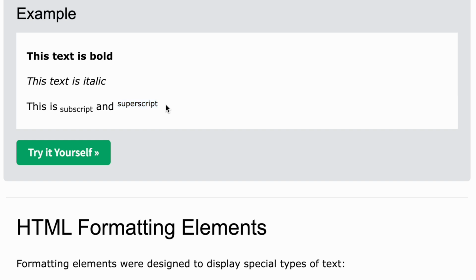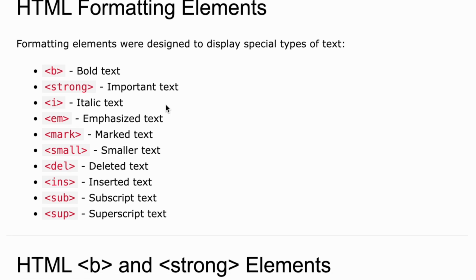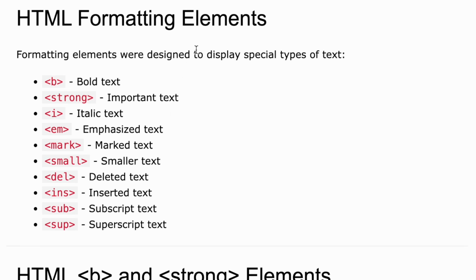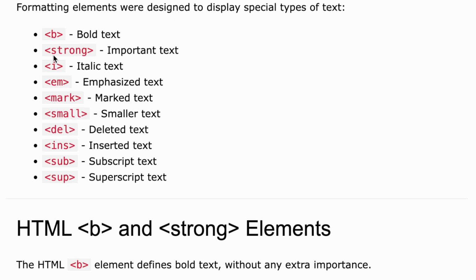If we want to write something like this in our web page, we need to learn some HTML formatting elements. Formatting elements were designed to display special types of text. The B tag is the bold tag. The strong tag is for important text. We'll be seeing all the examples. For now, let us just take an overview of this.